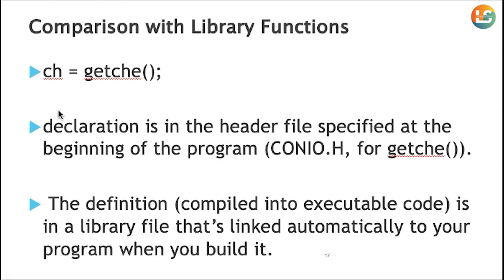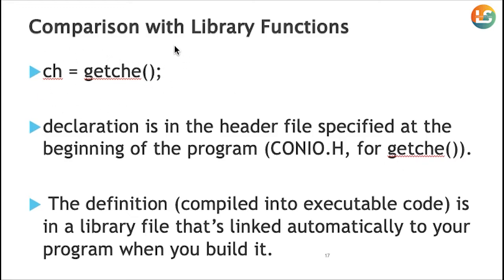All we simply need is to add this header file into our program, and then we can simply access this function. So declaration and definition of the library functions are not required. We can simply call them and use them, and they perform the functionality defined in the background. The definition compiled into executable code is in a library file that is linked automatically to your program when you build it. Whenever you build and run your program, in the building process it will attach that file in which the definition and declaration of this function exist, and that is also going to run with your program.